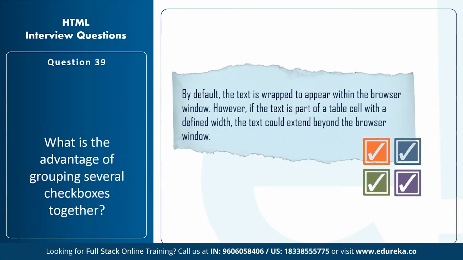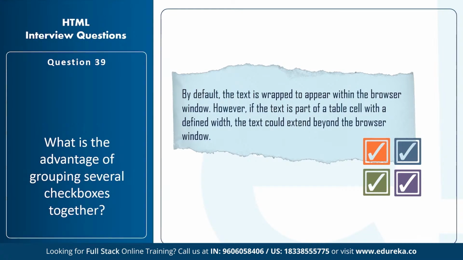Now the next question is, what is the advantage of grouping several checkboxes together? Now the checkboxes don't actually affect one another, but as soon as you group these checkboxes together, it helps to organize them. So checkbox buttons can have their own name and do not need to belong to any particular group either. A single web page can have many different groups of checkboxes. In this way, it just helps you make your web page look a little more organized.